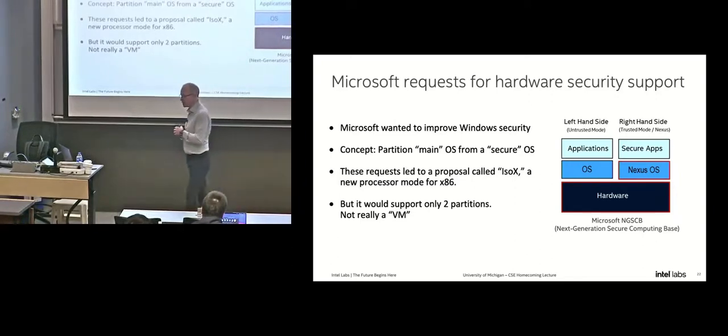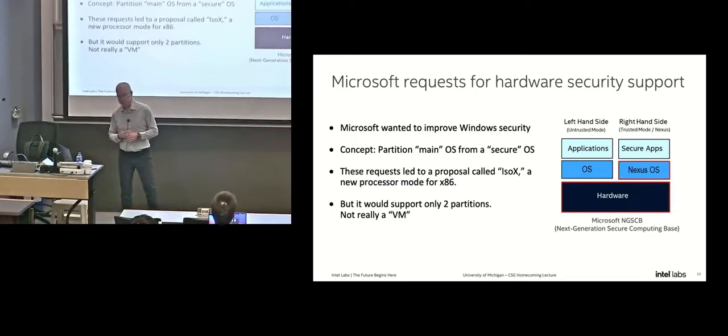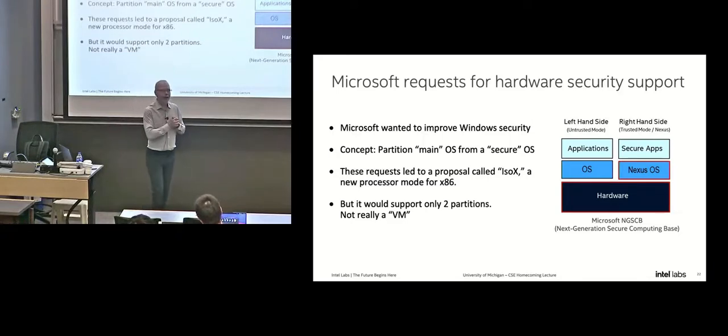And so the idea was, we're never going to be able to make Windows in its totality secure, but we can at least get a corner of the machine that would be secure. But they needed hardware support for that. And so what they wanted essentially was a mode where you could flip back and forth between a secure side and an unsecure side, or the left-hand side and the right-hand side, as they called it. They were going to build a new OS called Nexus, and they called this thing NGSCB, which is probably one of the worst acronyms ever, Next Generation Secure Computing Base. And they came to Intel and AMD to ask them for this new mode.